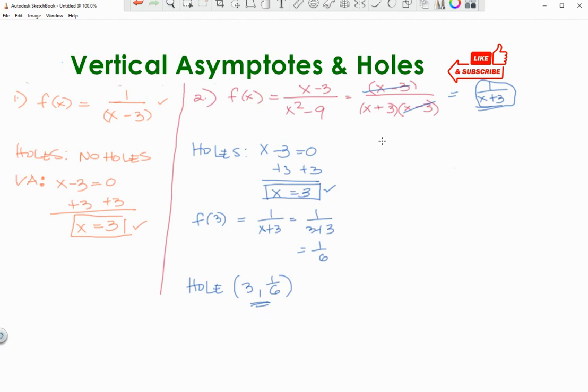Now, what about the vertical asymptote? Well, the vertical asymptote has something to do with the leftover denominator factor, which is this one right here. There's the only one left. So therefore, you can just equate that to 0. x plus 3 equals 0, minus 3 minus 3. x equals negative 3. So your vertical asymptote is x equals negative 3.